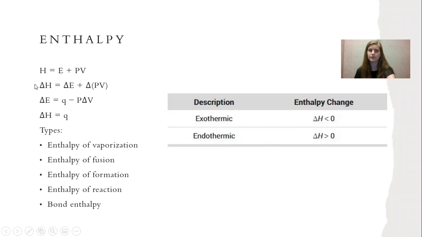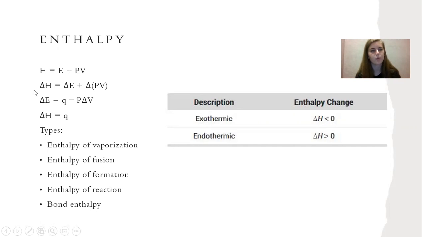We just throw a little delta in front of everything. So if total enthalpy is total energy plus total PV, the change in enthalpy is the change in energy plus the change in PV. And this can also be written as P delta V. That's going to make more sense when I start comparing these. So let's do that. Let's compare these.